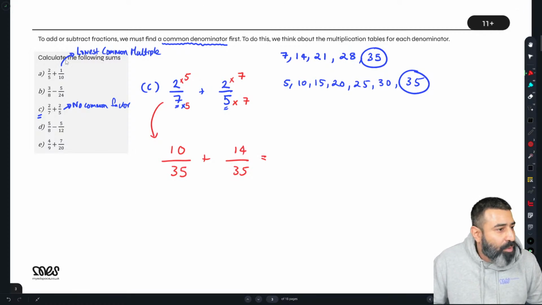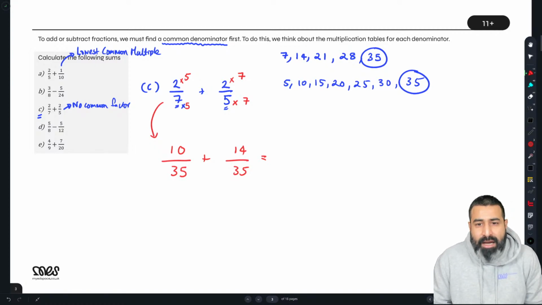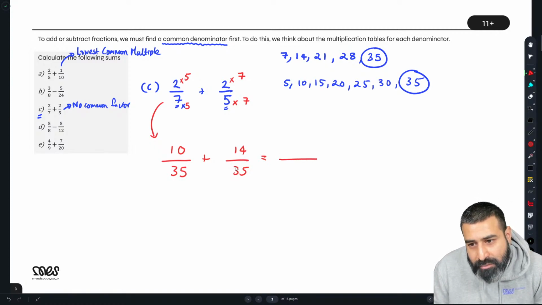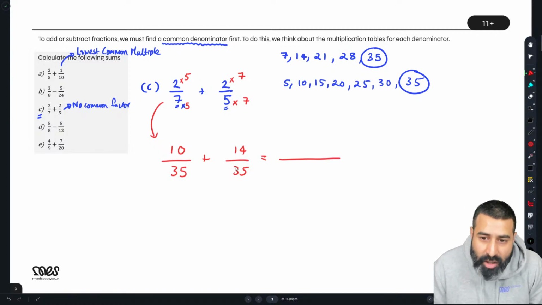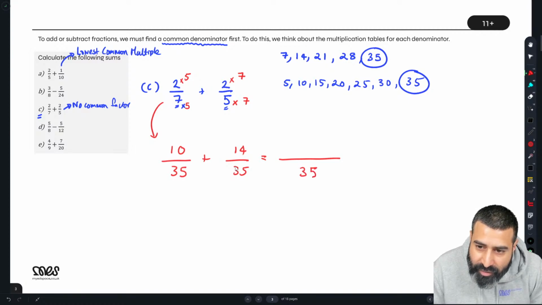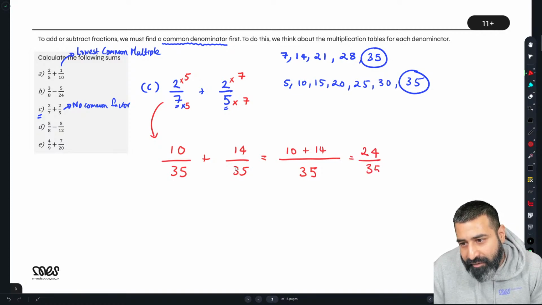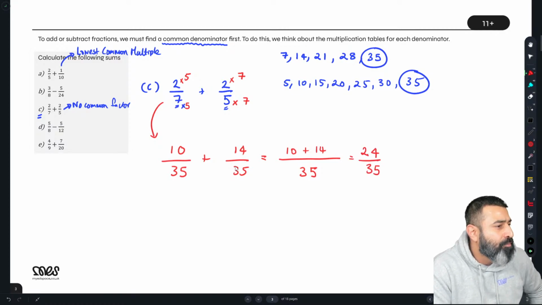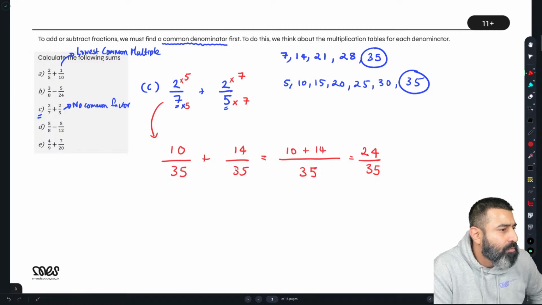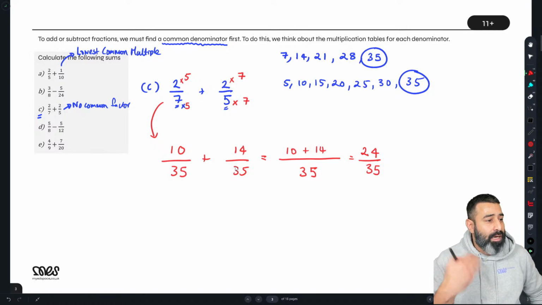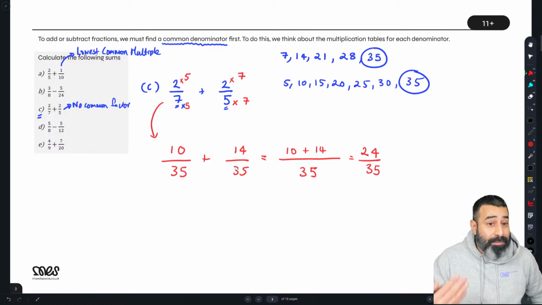Okay, so now what do we do? Now my denominators are common. I'm just going to express this as something over 35, and I can add up 10 and 14. So this becomes 24 over 35. Now, can I simplify that any more? Is there a number that goes into 24 and 35? No. So that's expressed in its simplest terms, okay?